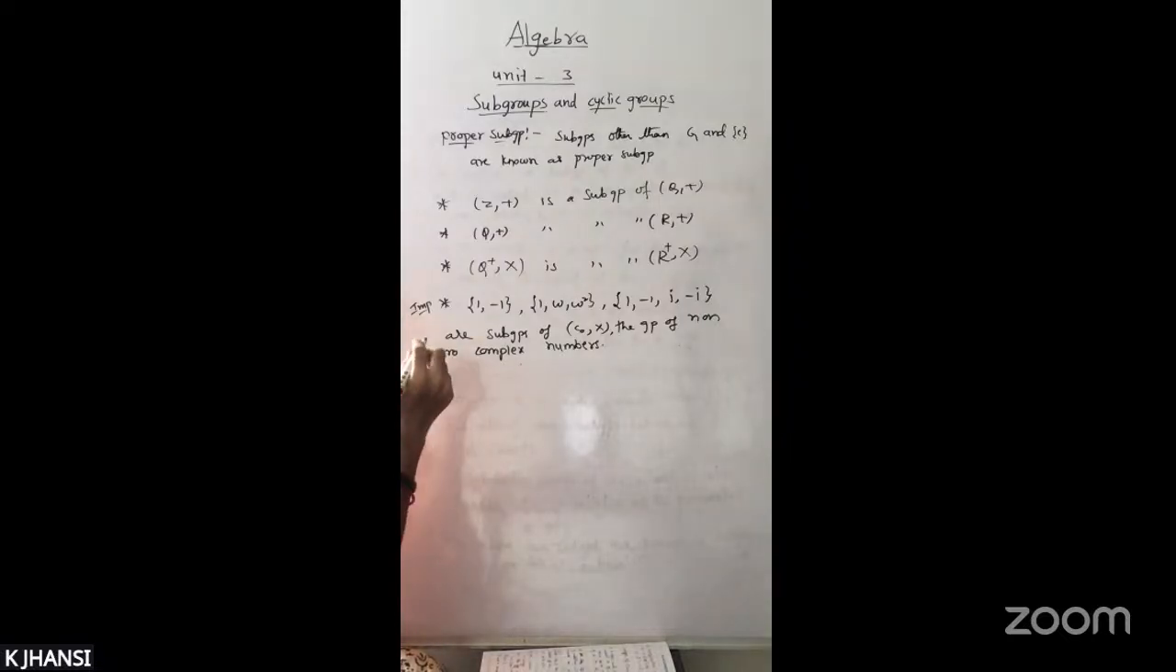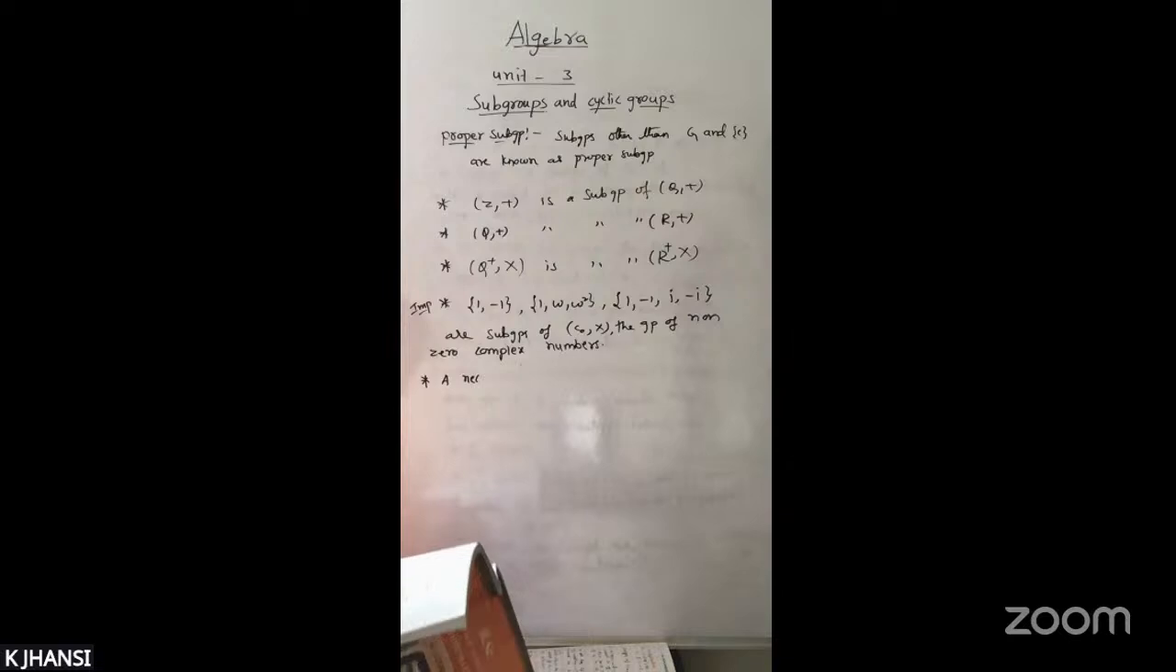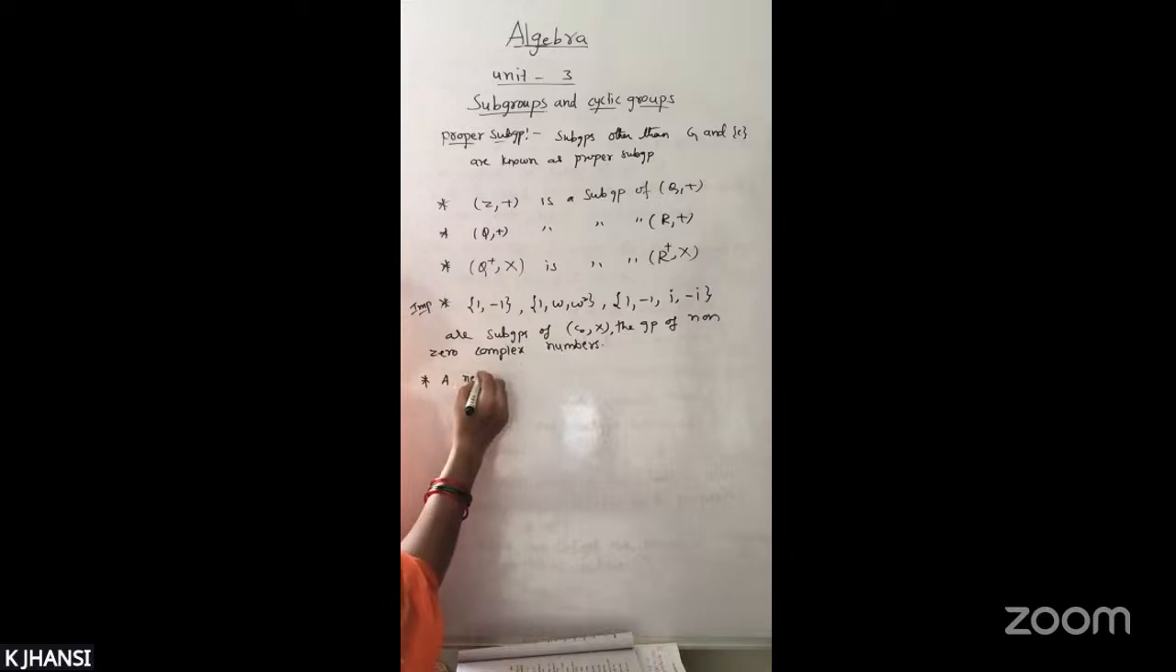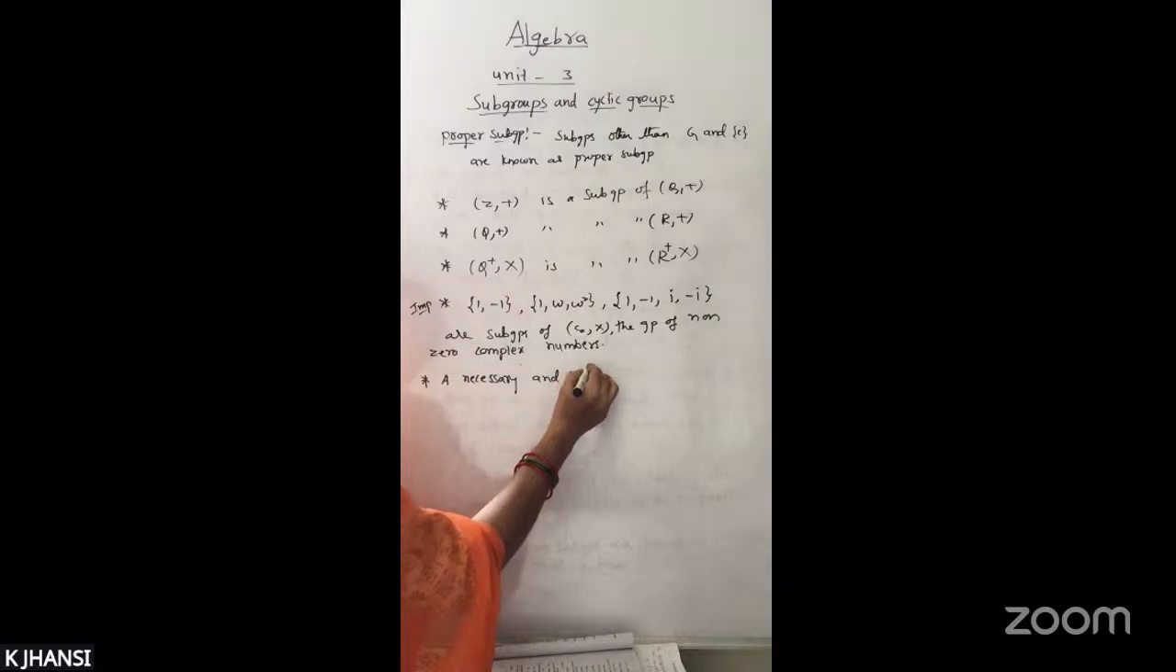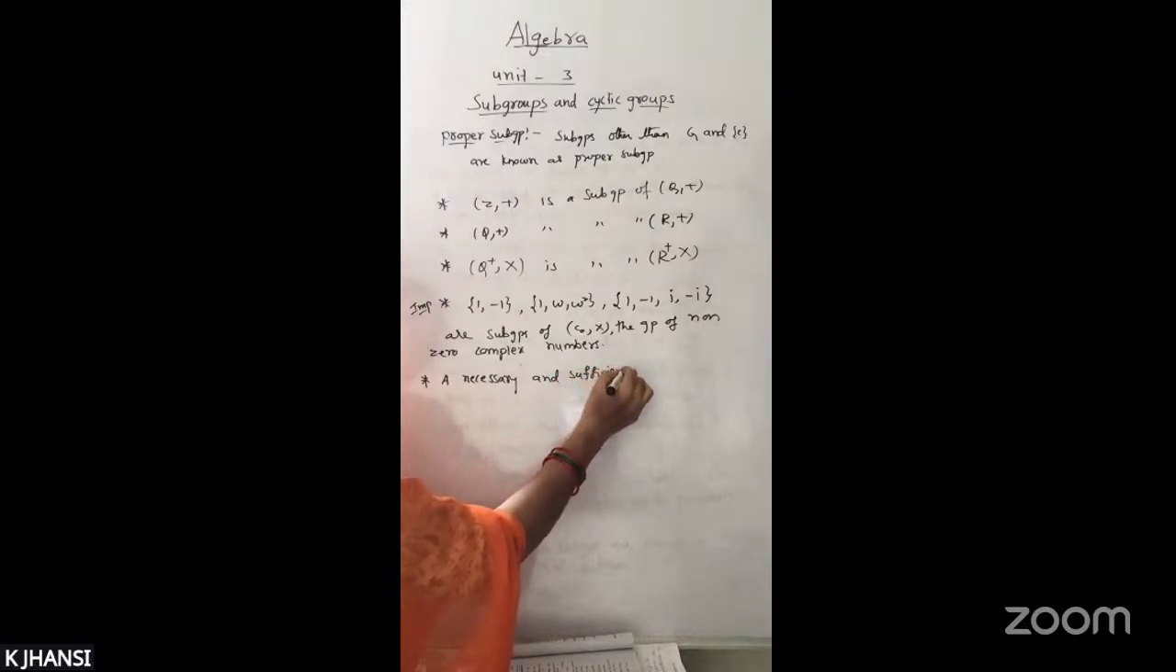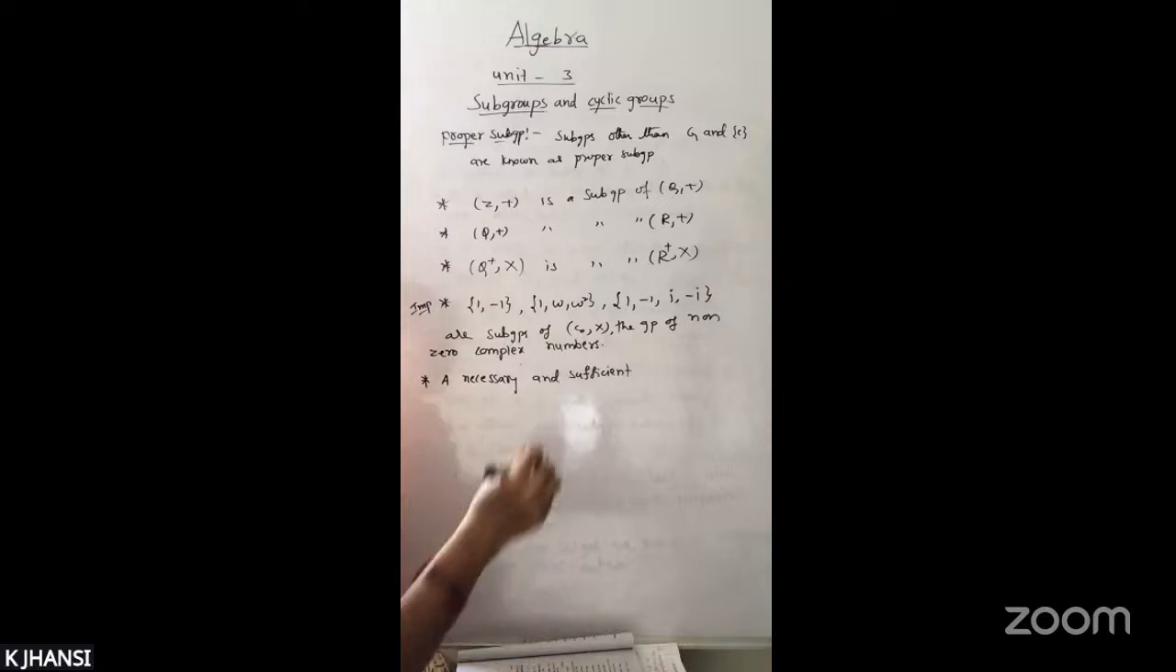Okay, a necessary and sufficient condition. This you have on page number 49, under elementary properties of subgroups. There we have a necessary and sufficient condition for a non-empty subset.